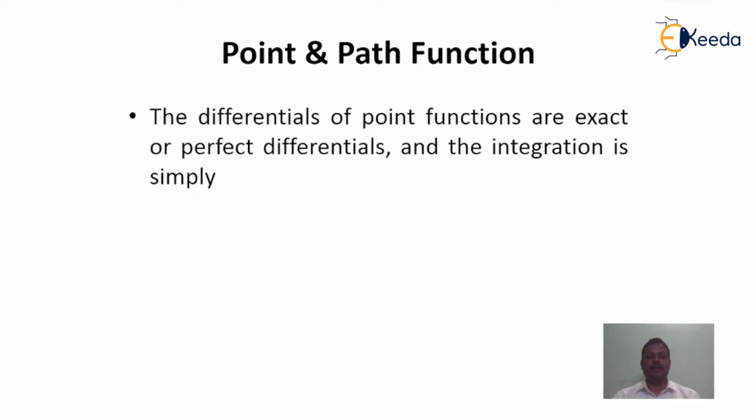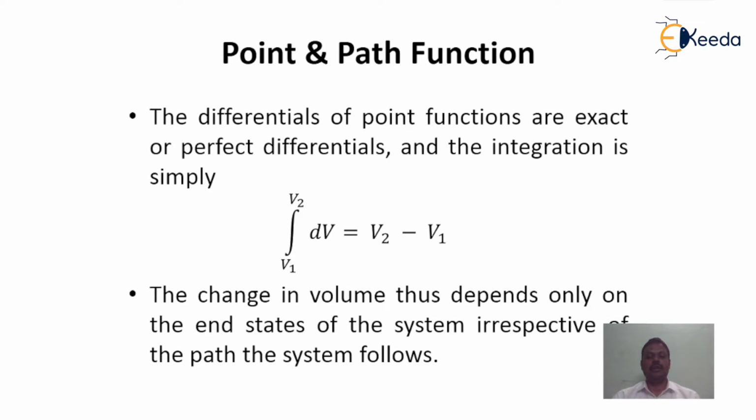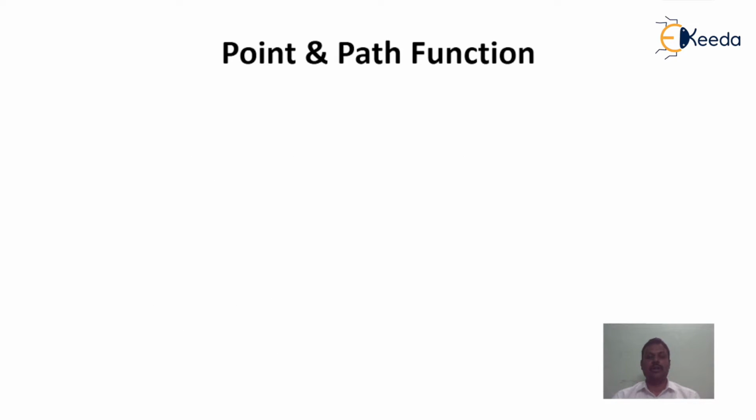And here the integration from V1 to V2 of dV is simply equal to V2 minus V1. Here V2 is the final volume and V1 is the initial volume. So in this case the change in volume depends only on the initial and final states irrespective of the path the system follows.